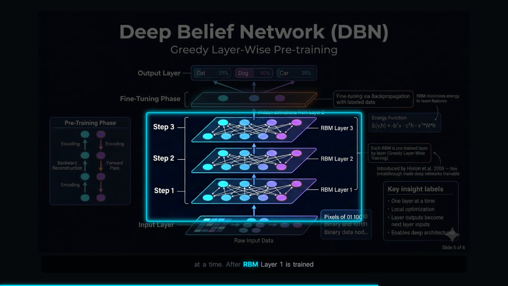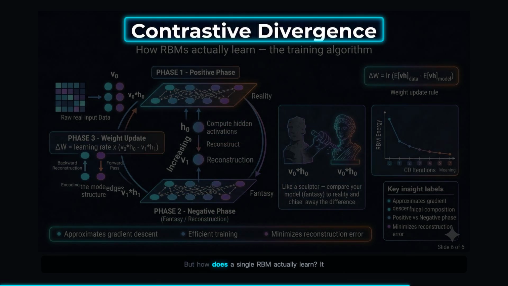After RBM layer 1 is trained on raw input, its hidden activations become the input for RBM layer 2. This local optimization happens greedily, layer by successive layer. But how does a single RBM actually learn? It uses an algorithm called contrastive divergence.